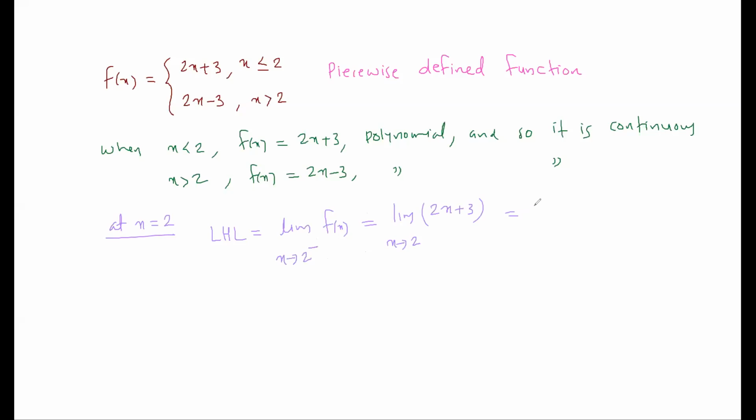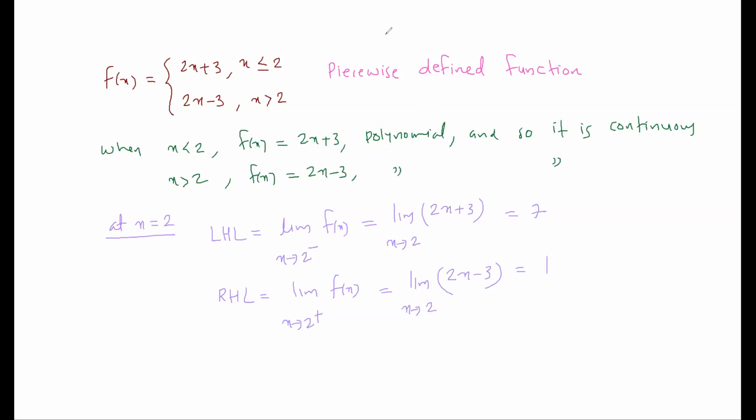So 2 into 2, 4, 4 plus 3, 7. Now, right hand limit. Limit of that function as x approaches 2 from the right side. When you are approaching 2 from the right side, that means your numbers are greater than 2. So when x is greater than 2, the function is 2x minus 3. So 2 into 2, 4 minus 3, which is 1.